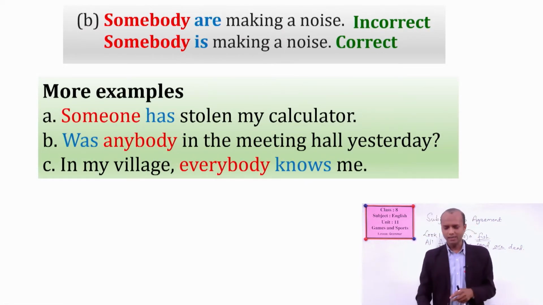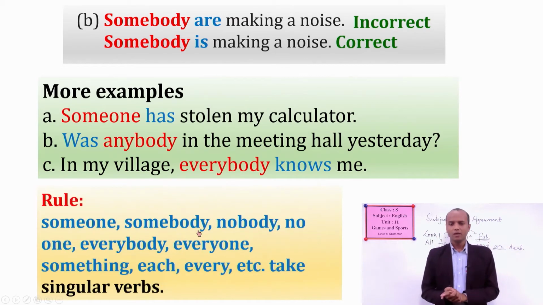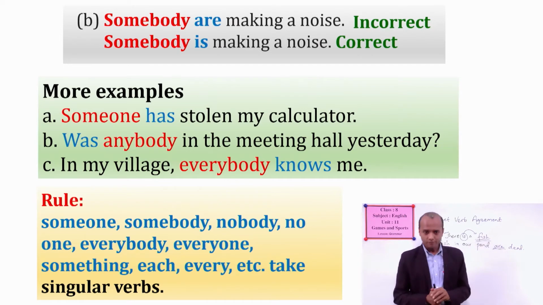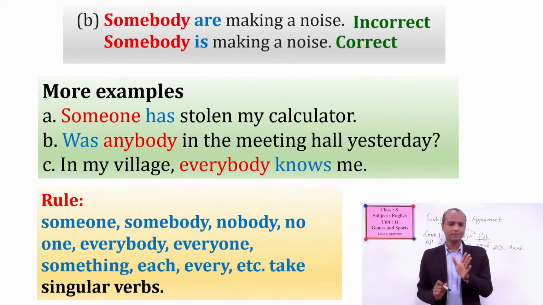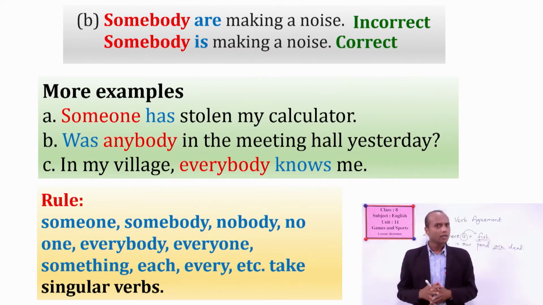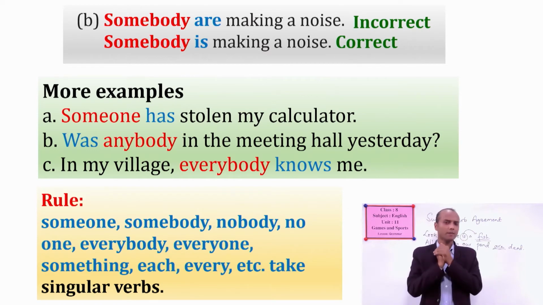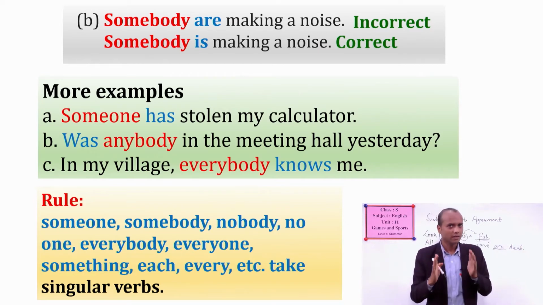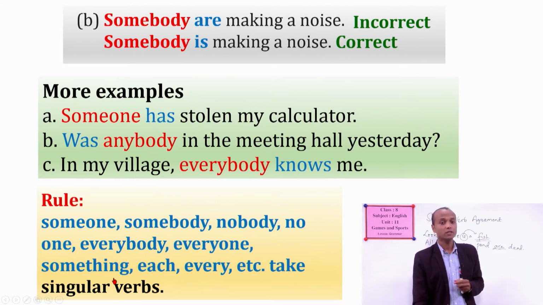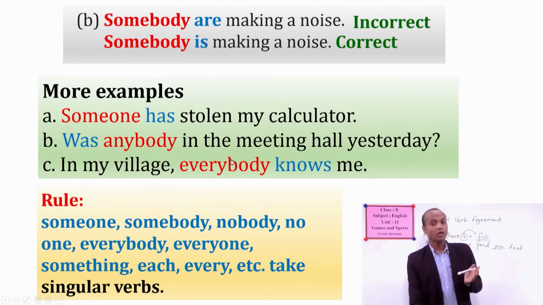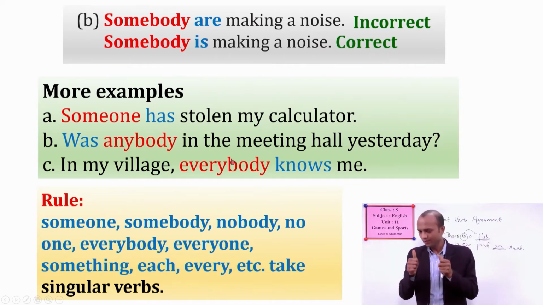You can see other examples as well. For example, if somebody, someone, nobody, no one, everybody, everyone, something, each, every are there as subject, you have to place the singular verb. Did you understand it? If these words come as subject, you have to place the singular verb. Got it? For example, anybody was, someone has, everybody knows. Okay, very good.